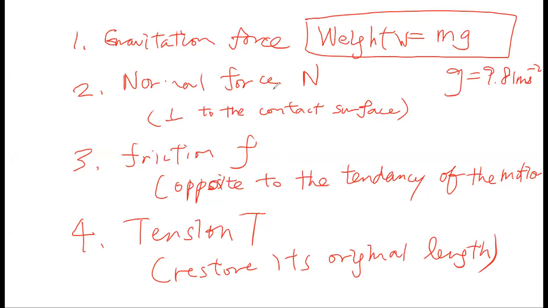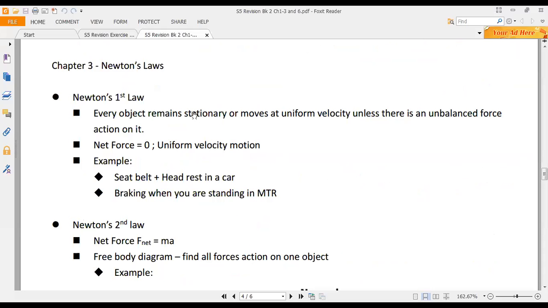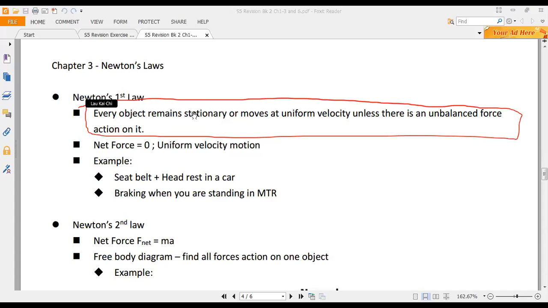So let's go back to the previous part. Let me share the notes again. Now, there were three laws. The first law is called Newton's first law, right? There is a statement here. We should be able to write down this statement by ourselves without referring to the notes. Every object remains stationary or moves at uniform velocity unless there is an unbalanced force acting on it.